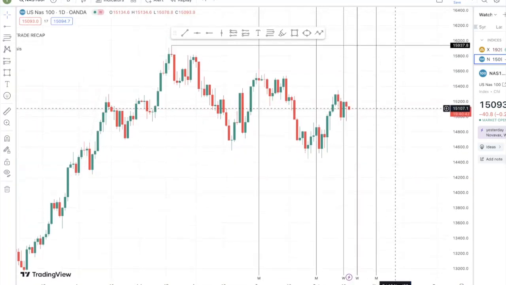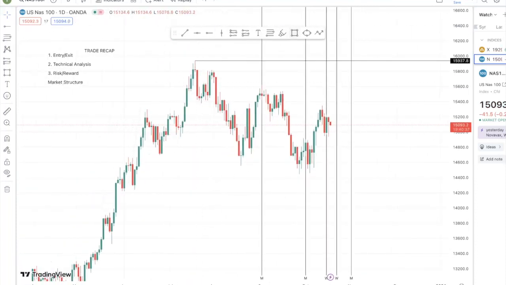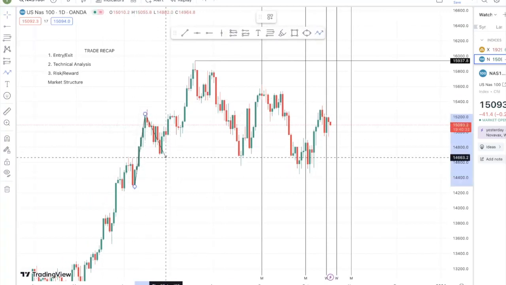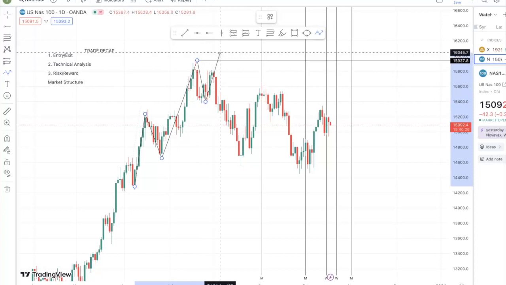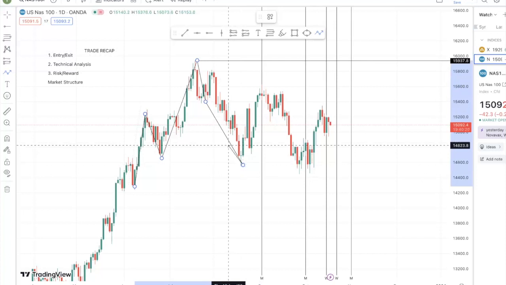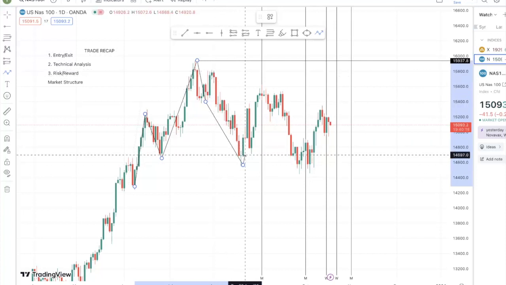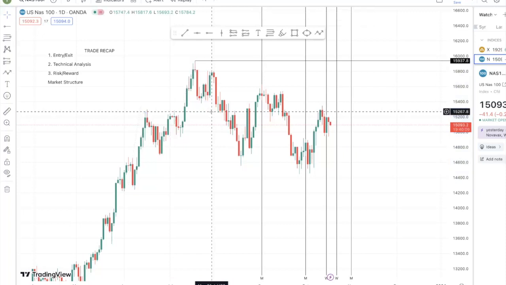And first thing that I like to do is identify market structure. So as we can see here, we have a higher high, higher low, higher high, higher low. Price failed to make another higher high, and it continued to the downside, right? So this is our first sign that price is looking to do a reversal, or the market structure is looking to shift.